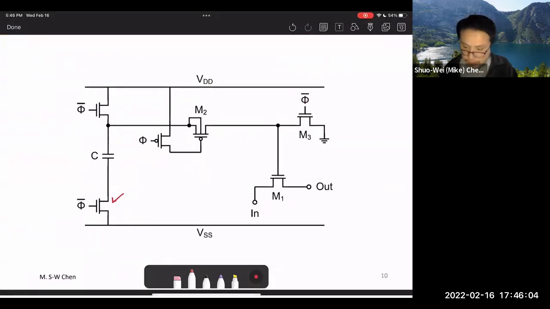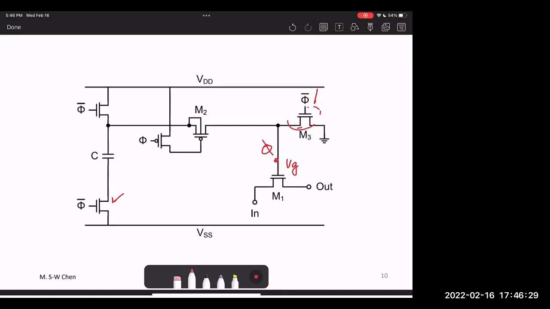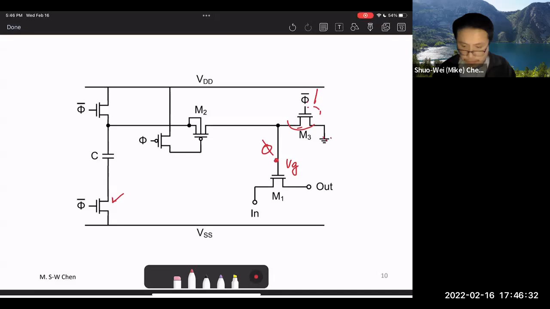And then there's a phi bar here, and this one will be on. This is 1, so this is on. So what is VG? This is VG. What's the voltage on VG? This is 0, ground, right? It's grounded, because you connect to ground through this M3 switch.